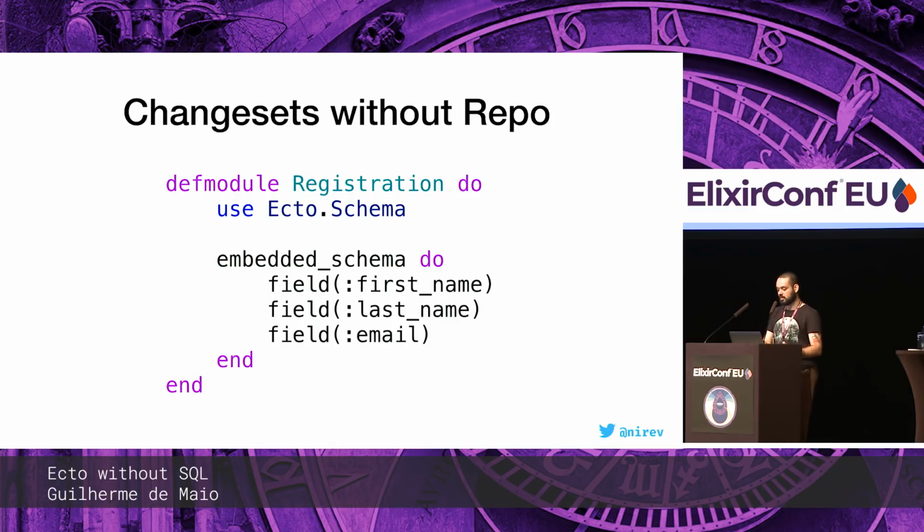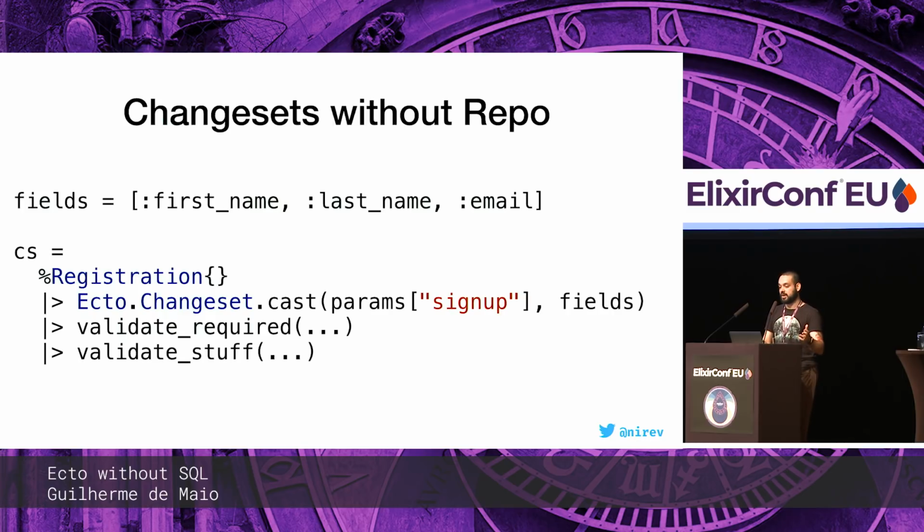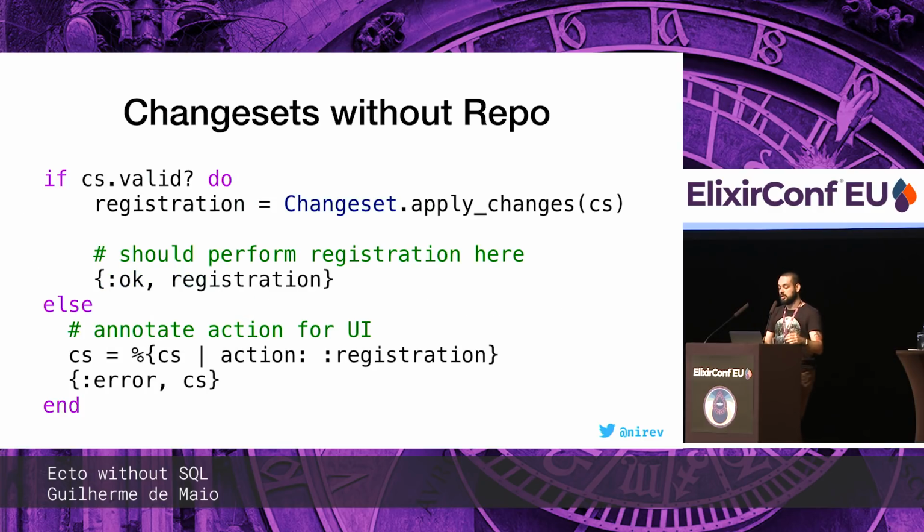And that's it. So you can define that embedded schema, then go through Changeset, define which fields you want, you cast, and then you validate. So you can write your validations for your user form. And then instead of doing Repo.insert or stuff like that, you can check if that changeset is valid. If it is, you can apply the changeset changes and get your data structure with those changes applied, and then perform whatever operation you want. And if not, you can update a changeset and propagate that to your view.